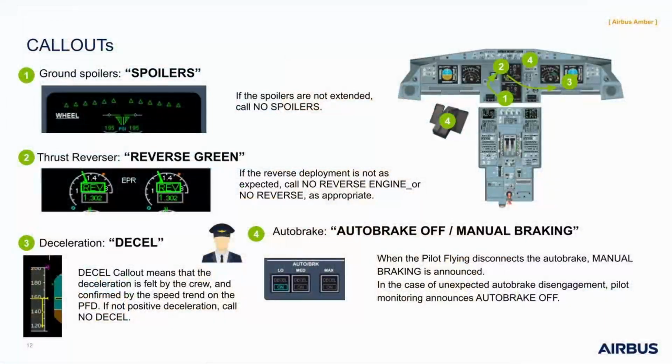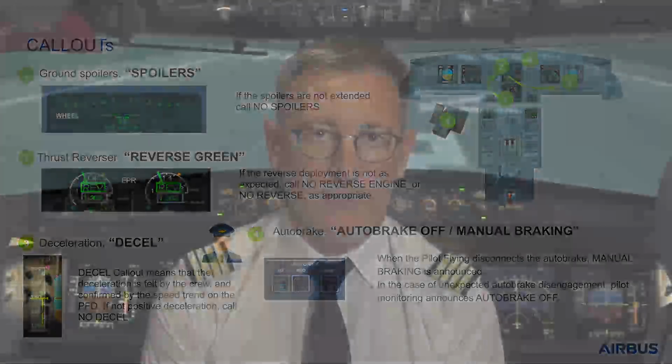Finally, the last callout is related to the auto-brake monitoring. When the pilot flying disconnects the auto-brake, manual braking is announced. In a case of unexpected auto-brake disengagement, pilot monitoring announces auto-brake off. An unexpected auto-brake disengagement is detected when the blue light disappears on the auto-brake panel without any manual braking callout from the pilot flying.